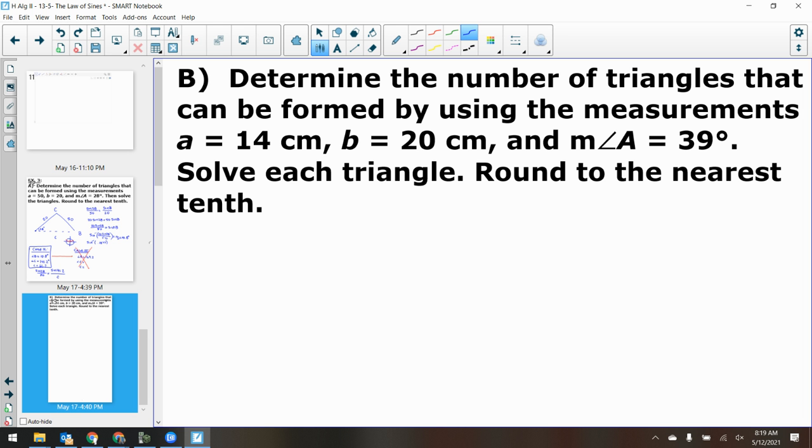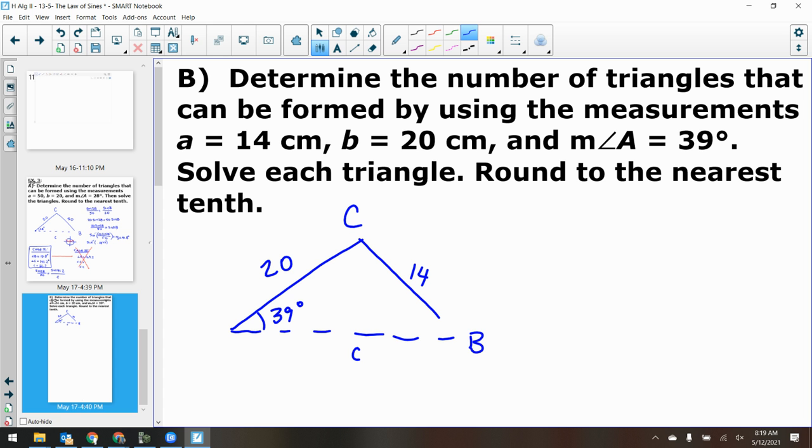Okay, so this set of information I've got: side A is 14, side B is 20, and angle A is 39 degrees. I'm going to draw myself a little ray. 39 degrees would be something a little less than 45, so there's 39 degrees. Side A is 14. Side B is 20. Capital B, capital C, lowercase c.